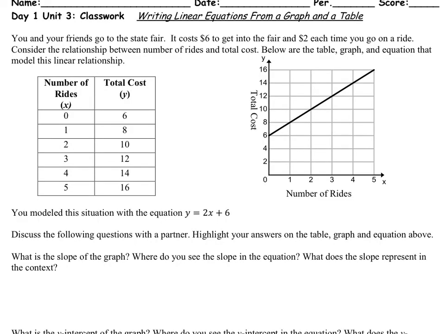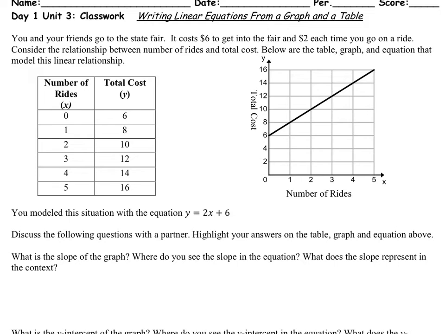You and your friends go to the state fair. It costs $6 to get into the fair and $2 each time you go on a ride. Consider the relationship between number of rides and total cost. Below are the table, graph, and equation that model this linear relationship. That was extremely generous of them.